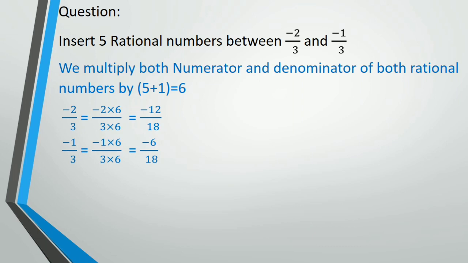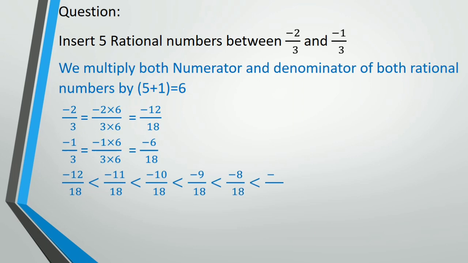Now, we can obtain many rational numbers between these two rational numbers, that is minus 12 by 18 and minus 6 by 18. Hence, between minus 12 by 18 and minus 6 by 18, we have minus 11 by 18, minus 10 by 18, minus 9 by 18, minus 8 by 18, minus 7 by 18. So, we have got 5 rational numbers between minus 12 by 18 and minus 6 by 18, that is minus 2 by 3 and minus 1 by 3.